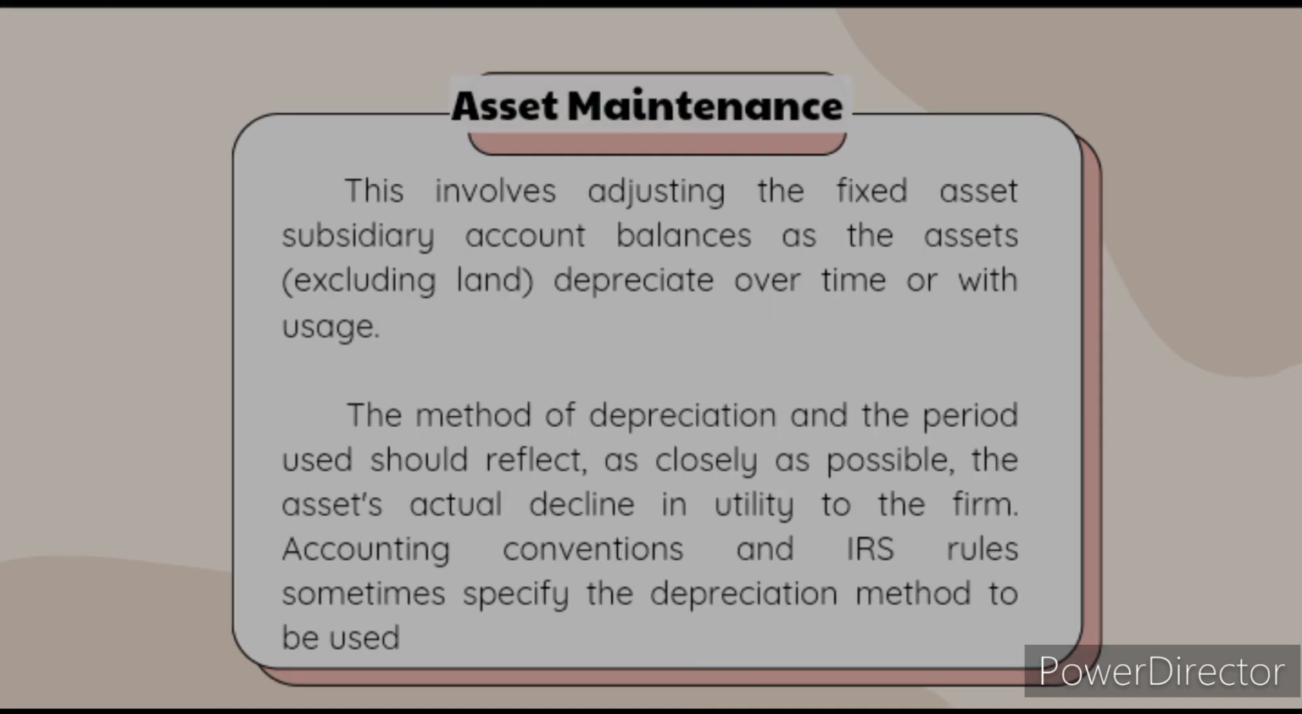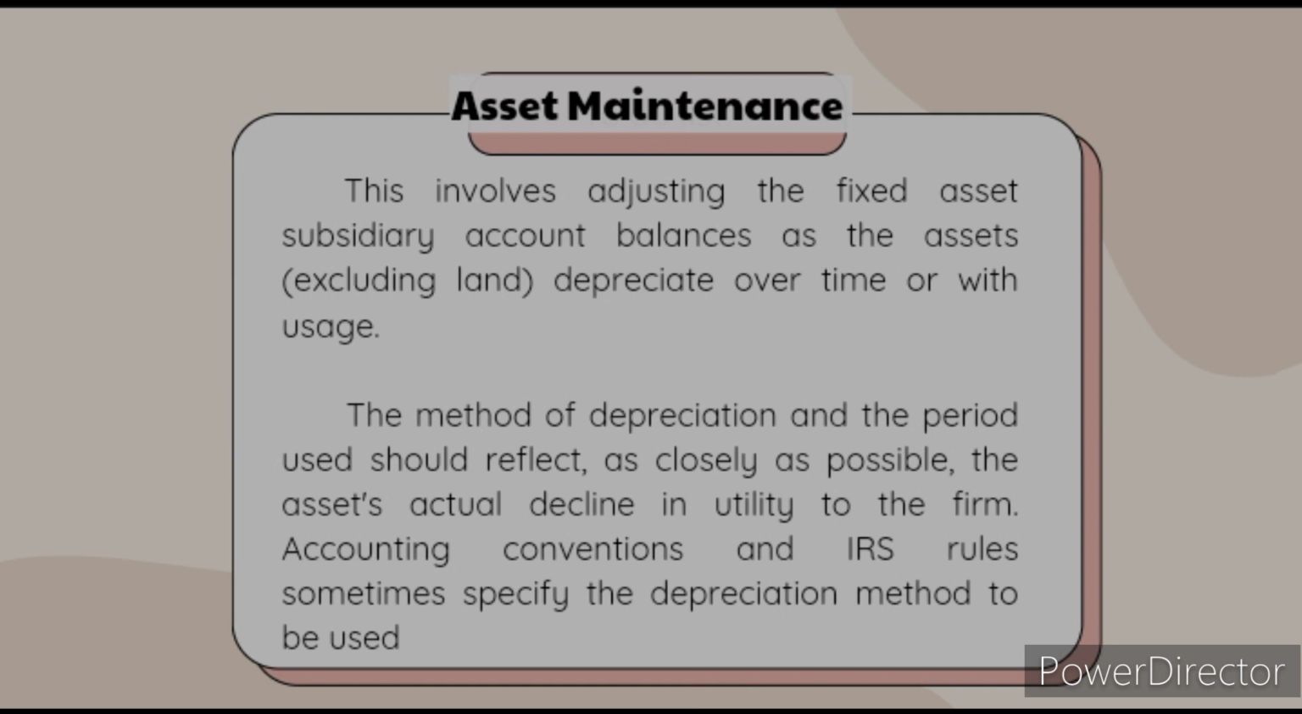Next, asset maintenance. Asset maintenance involves adjusting the fixed asset subsidiary account balances as the assets, excluding land, depreciate over time or with usage. The method of depreciation and period use should reflect as closely as possible the asset's actual decline in utility to the firm. Accounting conventions and IRS rules sometimes specify the depreciation method to be used.